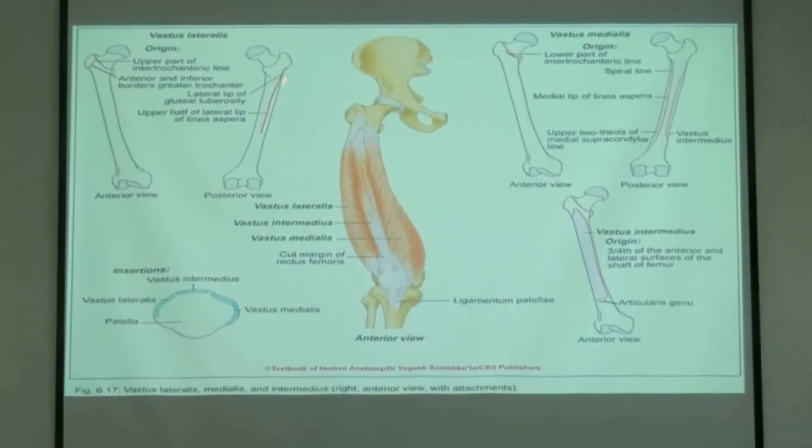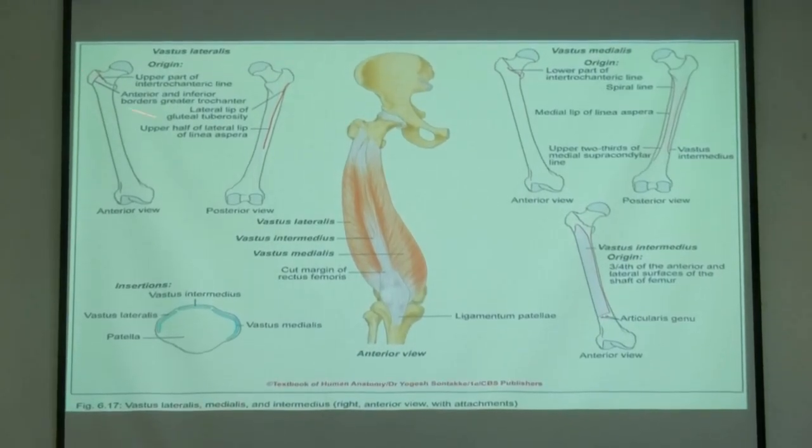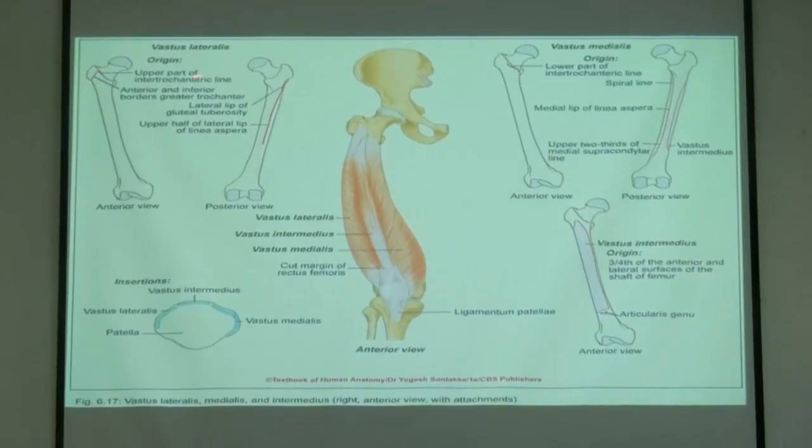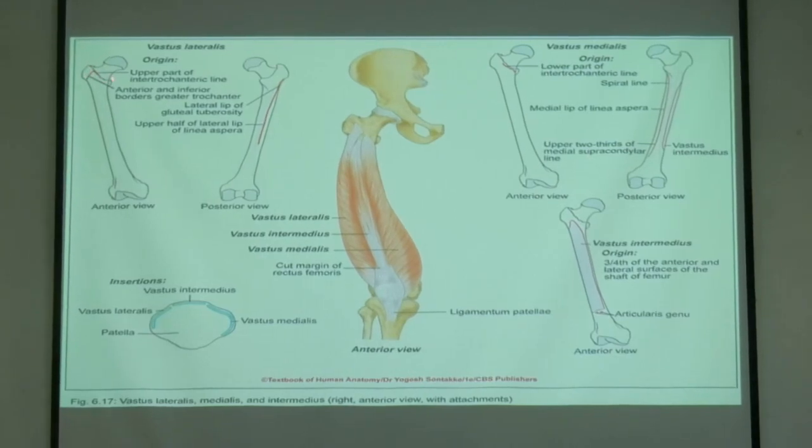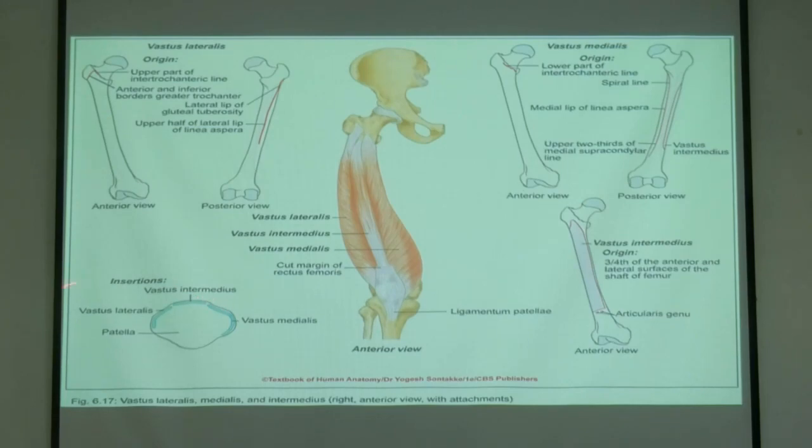So this is the line of origin of the vastus lateralis. See, from the upper part of intertrochanteric line, then anterior and inferior borders of greater trochanter, then lateral lip of gluteal tuberosity and upper half of lateral lip of linea aspera. This is the origin. Okay, and insertion into the base of the patella and into the upper 1/3 of the lateral border of the patella. There is the insertion of vastus lateralis. Here is the vastus lateralis.